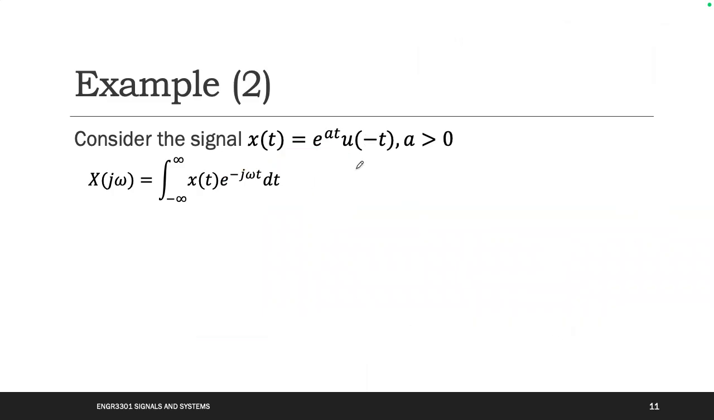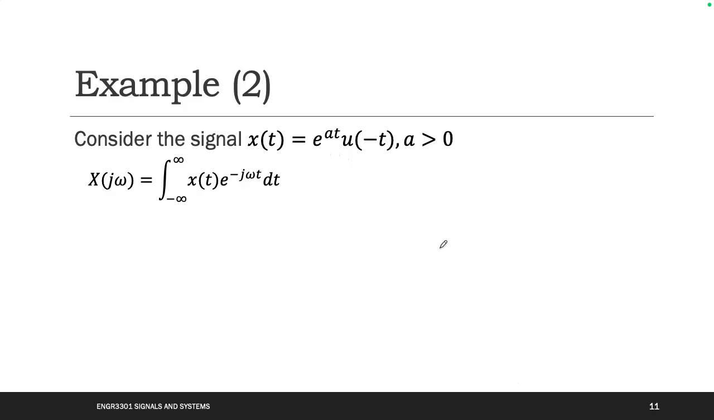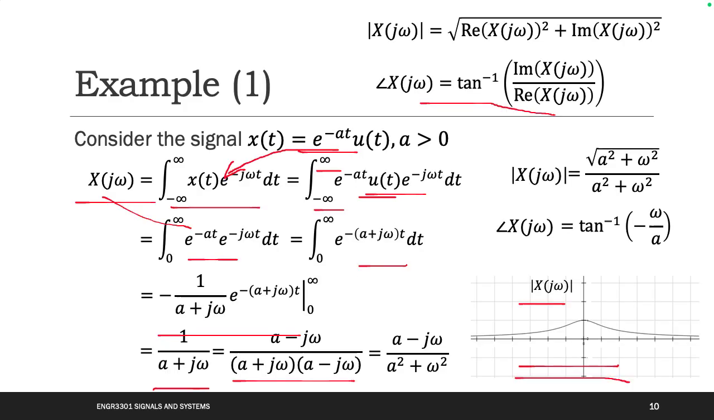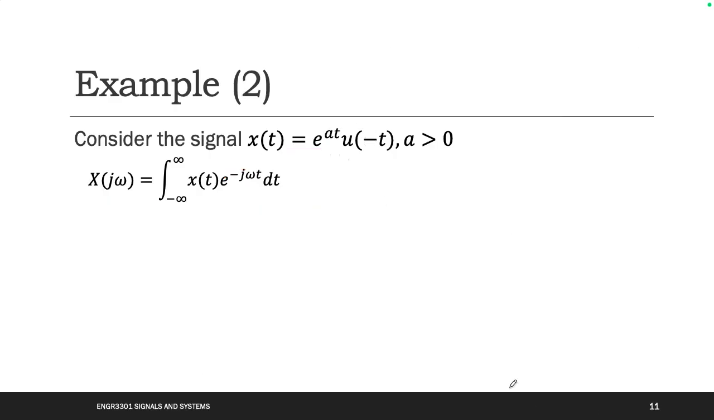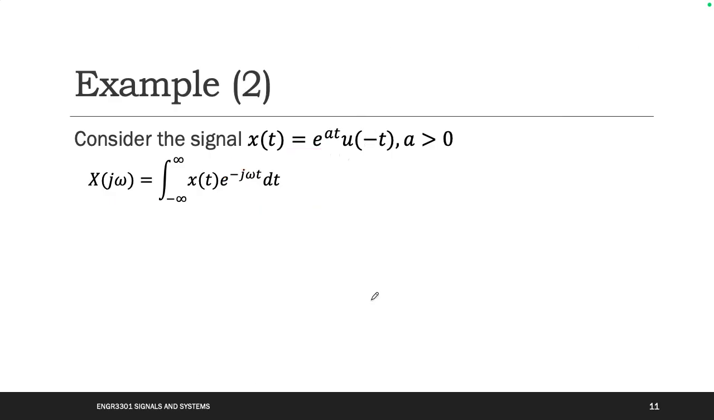This one. Did you notice the difference between this one and this one? Only here is a negative. Here is u(t), here is u(-t). It's very similar. Am I right? So let's use the same equation, and then put the x(t) into the equation.